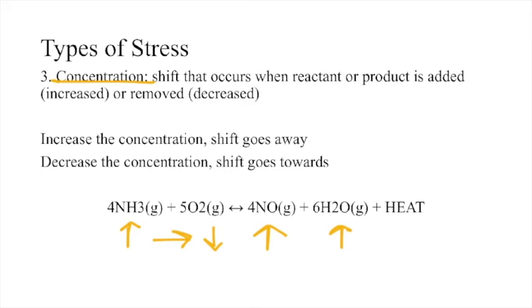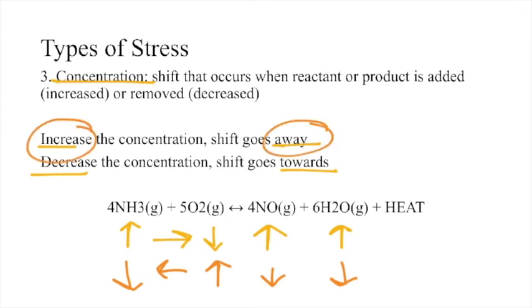Whereas if we decrease the concentration of something, the shift goes towards. So decrease towards, increase away. So if we decrease the concentration of ammonia, we now need more of it to be in equilibrium. So we're going to go in that reverse direction. We're going to end up with more oxygen, and we're going to end up with less nitrogen monoxide and less water because those two are now reacting in the opposite direction to produce more ammonia. So with concentration, remember, increase, away, decrease, towards.